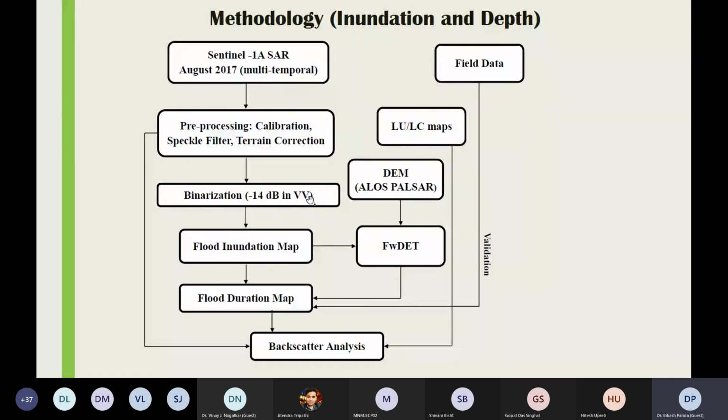So therefore, minus 14 dB is the critical threshold that we have taken. Okay, above minus 14 dB, all pixels mostly refer to the flood pixels. So using that, we simply calculated the inundation, and then we used DEM data and fed that into the model. Okay, so there is the FWDET model, which is free of cost, written in Python.